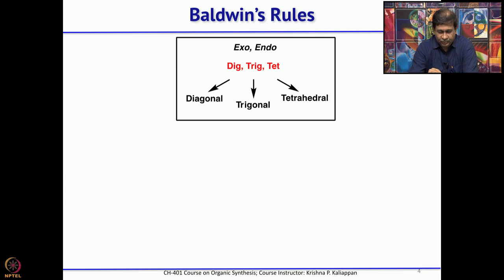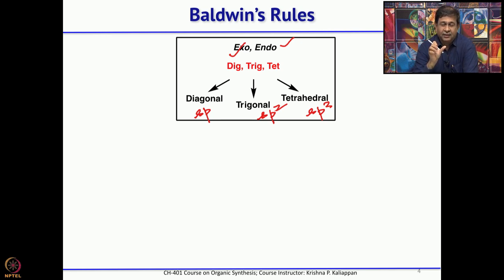Exo, you would see endo, you would see dig, trig, tet. Dig means diagonal, trig represents trigonal, tet represents tetrahedral. So that means this is sp3 carbon, this is sp2 carbon, this is sp carbon. So these are the carbon atoms which are accepting the radical.